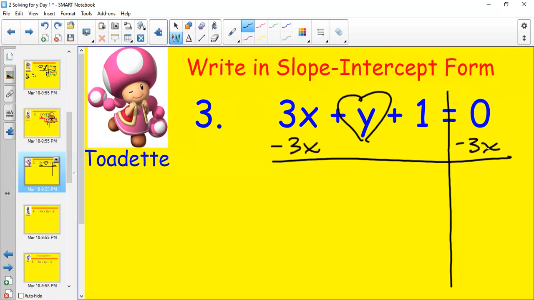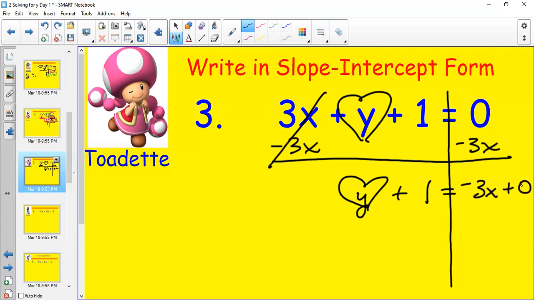So I'm going to subtract 3 x's here, and whatever you do to one side, we do to the other. So again, I got rid of a plus 3x with a minus 3x. I cancel that out over here. I have my happy y there, plus 1 equals. Okay, so again, I'm going to rewrite this. So how many x's do I have? I have negative 3 x's. How many constants do I have? 0.